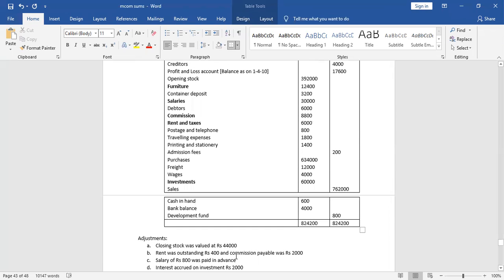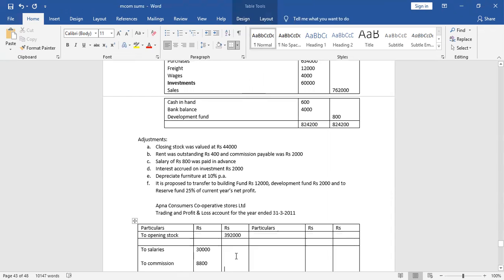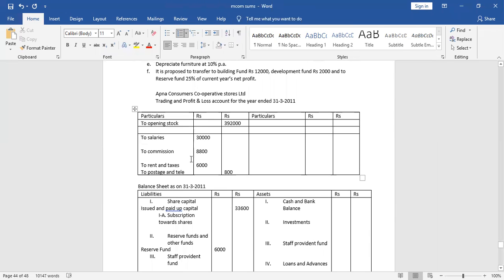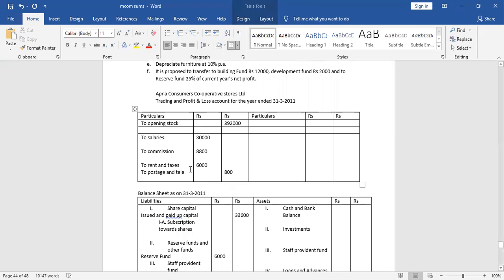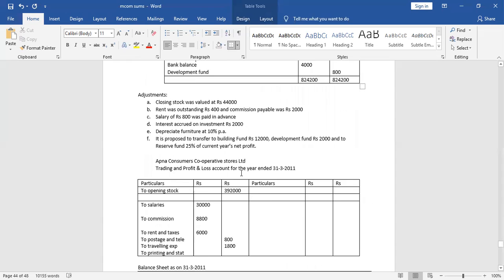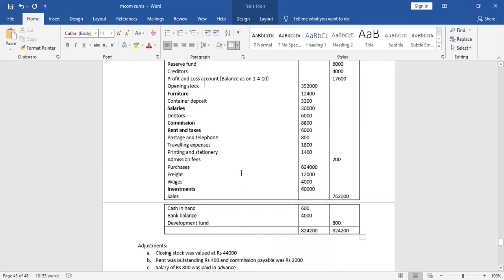Then we have traveling expense 1800. Traveling expense and printing and stationery are also there. So I will write to traveling expense, to printing and stationery. One I know, it's 1800. Printing and stationery is how much? 1400.